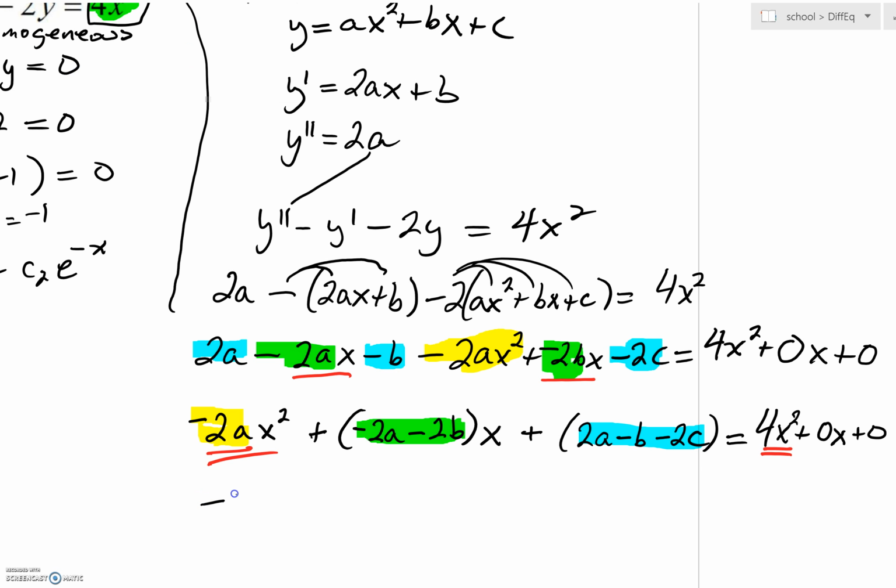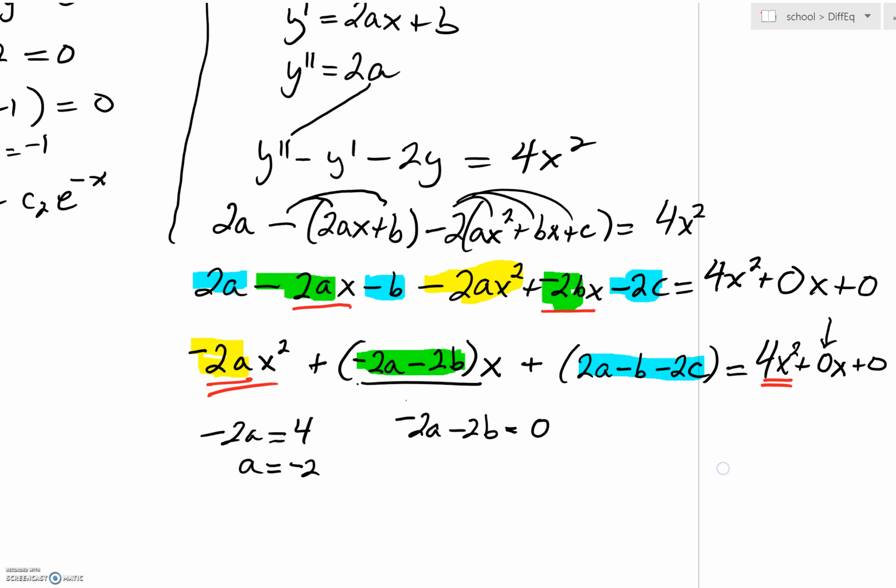Whatever's in front of x squared must be in front of x squared. Now help me out. What would a have to equal then? Negative 2. And then you'd say, well, whatever's in front of x, that's negative 2a minus 2b, that's going to have to be whatever's in front of x over here. Guys, that's 0. Negative 2a minus 2b has to equal 0.